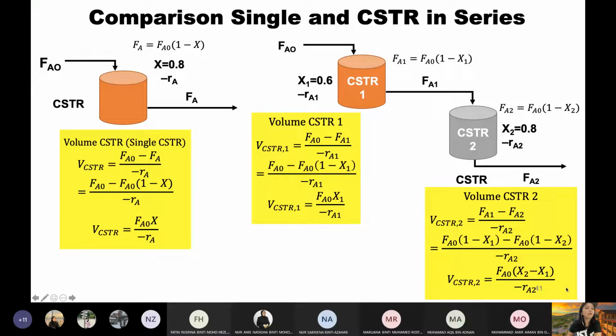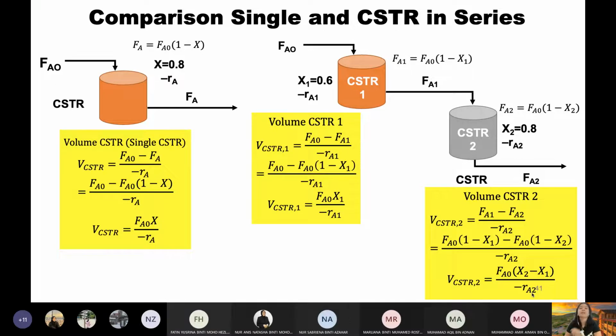Okay, so now this one you rearrange as well. You open the bracket, you rearrange the equation. You basically get the volume of the second CSTR as FA0 in bracket X2 minus X1 per minus RA2. So this is to calculate the reactor volume for the second reactor.